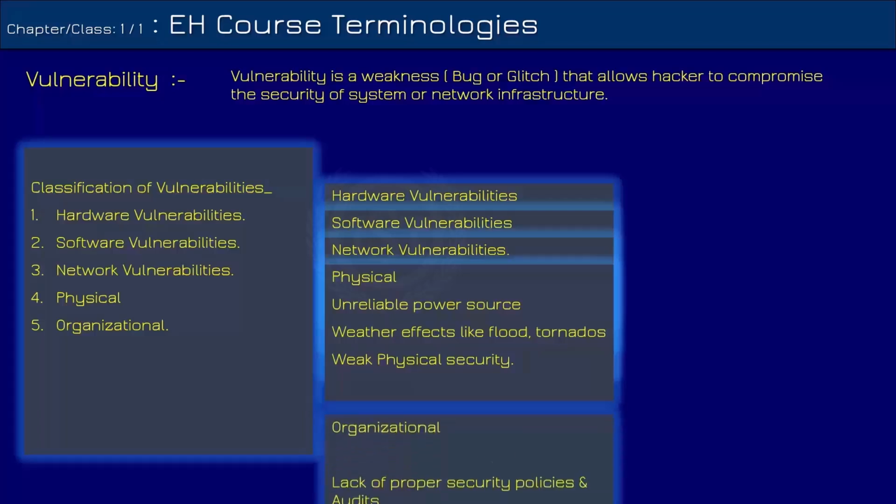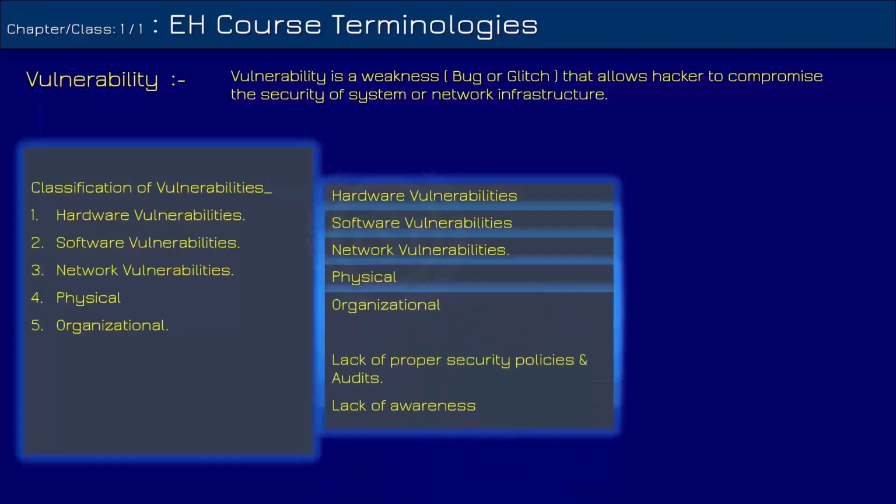And finally, organizational vulnerabilities. Organizational vulnerabilities are due to lack of awareness on the importance of security. This could also be negligence in spending time and effort and money on implementing security. And if implemented, there could be poor security policies and audits that could be vulnerable to the entire organization. I hope you have understood what a vulnerability is.